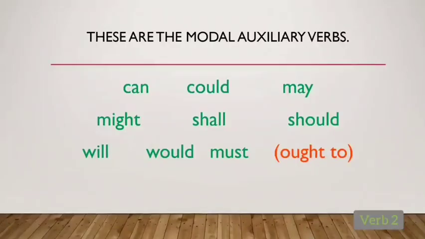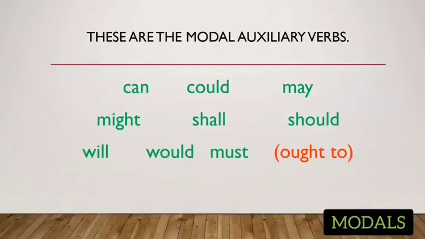Modals: can, could, may, might, shall, should, will, would, must, and ought to. Now keep it in mind, children, normal auxiliaries and modal auxiliaries do have differences. Normal auxiliaries do not change the meaning of the sentences. They change the tense, timing of the sentences, as well as the number. But modal auxiliaries change the meaning of the sentences too. So we have to be very careful while using modal auxiliaries.